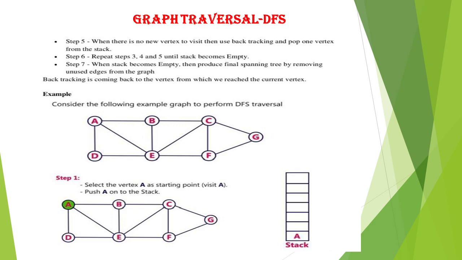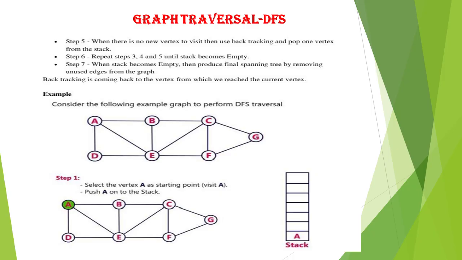Step 7, when the stack becomes empty, produce the final spanning tree by removing unused edges from the graph. Backtracking is coming back to the vertex from which we reached the current vertex. Consider an example. A graph is given. We have to construct a tree with the help of DFS.